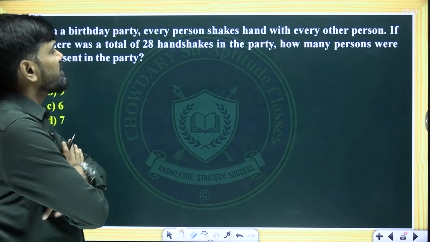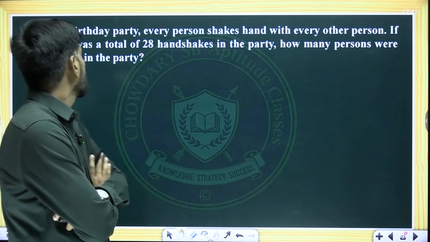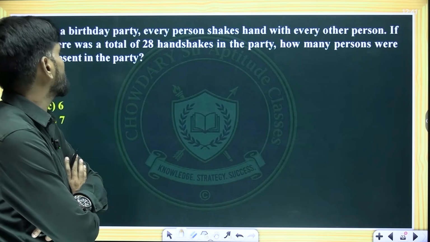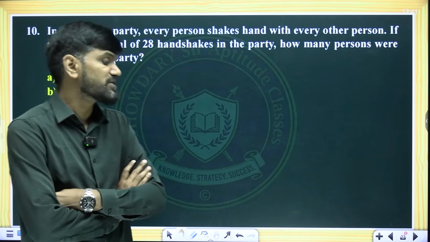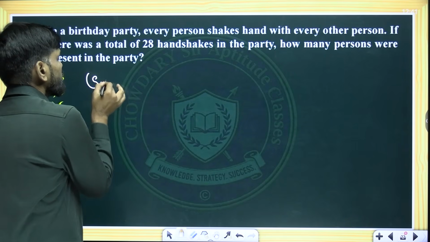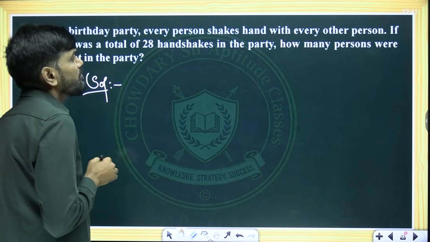Next, in a birthday party, every person shakes hand with every other person. If there was a total of 28 handshakes in the party, how many persons were present in the party? This is reverse. They have given the number of handshakes. They are asking you for the number of people in the party.